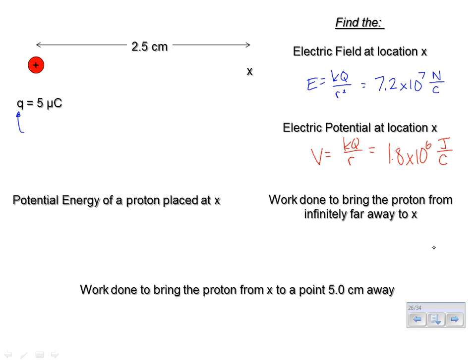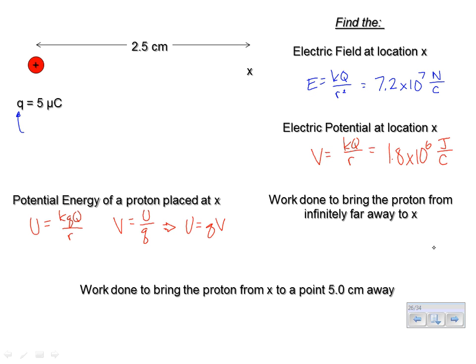Now, potential energy of a proton at X. So now we're talking about actually placing a charge at location X. There are two ways to do potential energy, right? One, we said that it's k, little q, big Q over R. And there's nothing wrong with plugging all those things in. You'll certainly get the right answer. But remember, we also said that there's a definition for what potential is. Potential is potential energy per unit charge. So that means that potential energy is q times V.